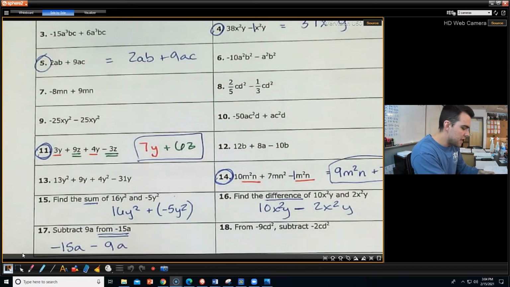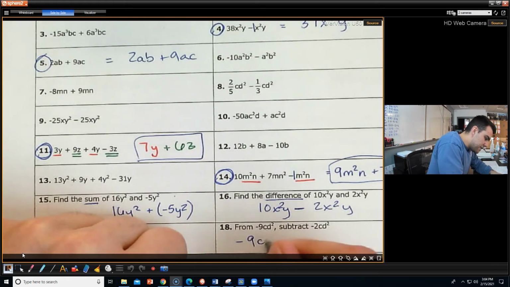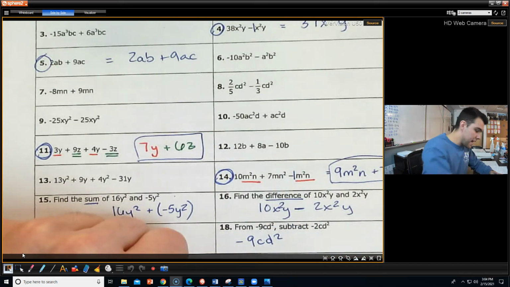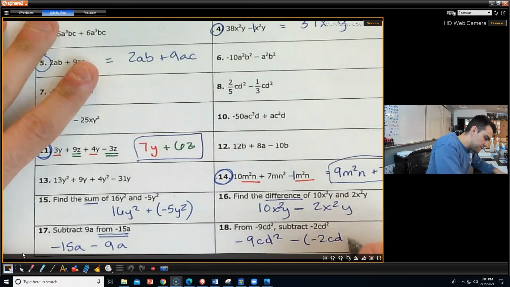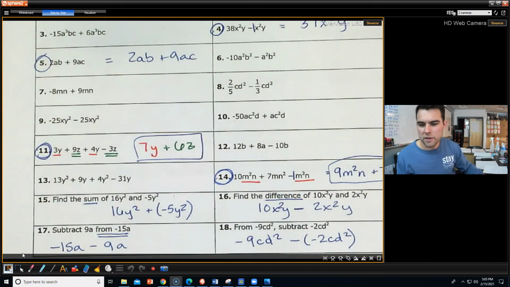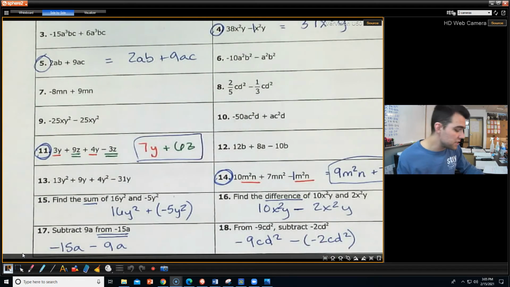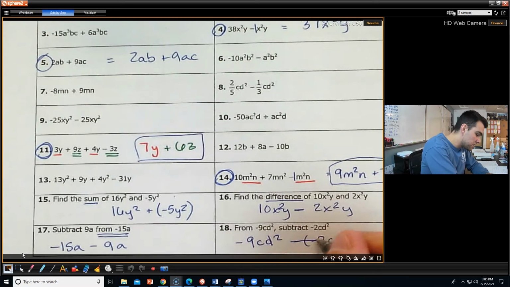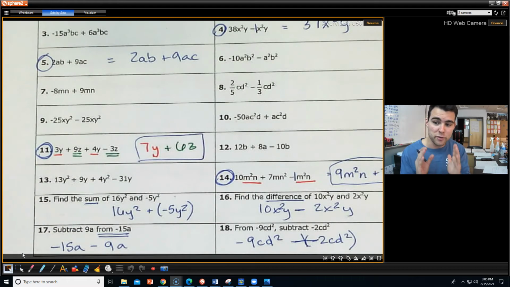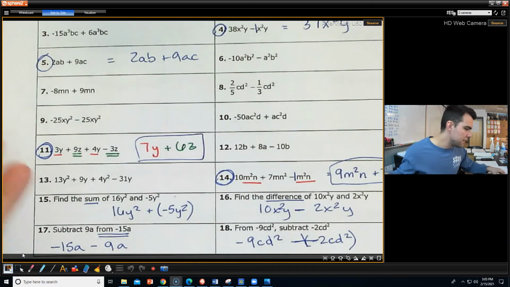So this is how you would set that guy up. From negative 15a, you subtract 9a. Let's try it with this one. From negative 9cd squared, subtract. So from negative 9cd squared, we're going to subtract our negative 2cd squared. Okay. Now why am I writing this one in parentheses, this number 18? Well, because we're subtracting a negative number, so you can see it's a minus minus, which makes a plus. So you got to be really, really careful. Do exactly as it's telling you to do, and you won't run into any issues. You shouldn't, okay? All right, that's adding and subtracting monomials.